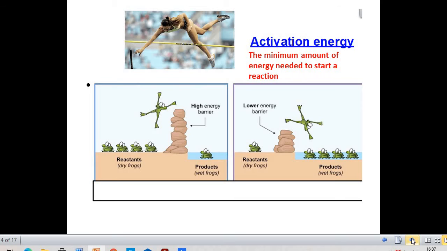Now when a chemical reaction occurs, the particles or the atoms or molecules have to have enough energy to become the products. So enough energy has to be supplied to them to overcome something called the activation energy, and all chemical reactions have to undergo an activation energy. It's the minimum amount of energy needed to start the reaction. Think about a high jumper or the frog jumping over a high barrier of rocks and then a lower barrier of rocks. So some reactions will occur more quickly because they have a lower barrier, they have a lower activation energy, so they occur more quickly and more easily.